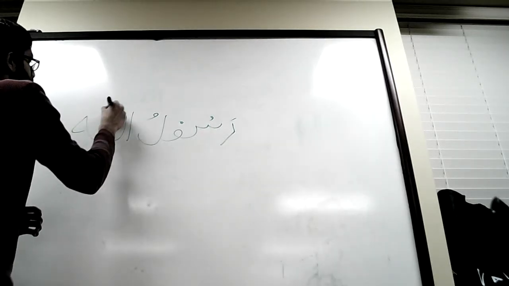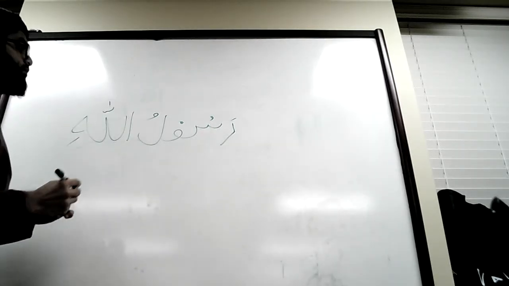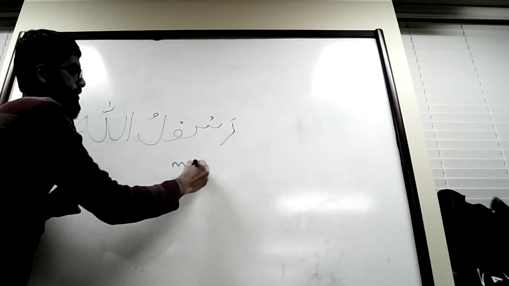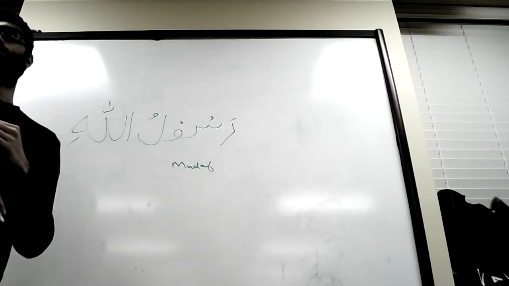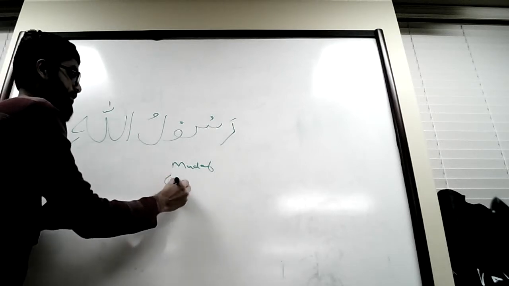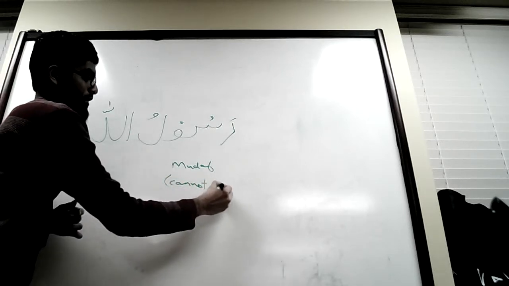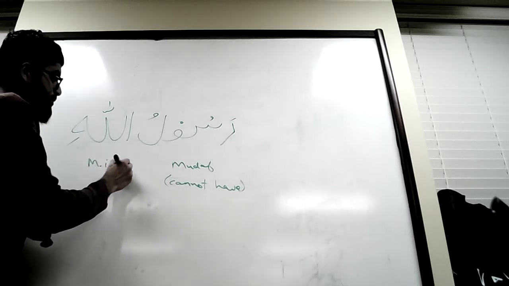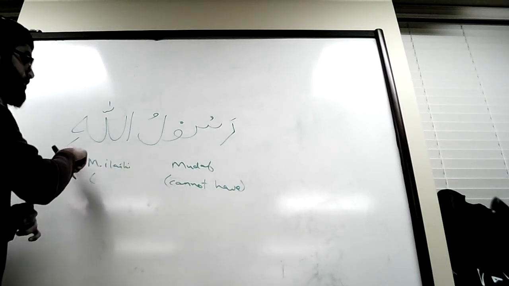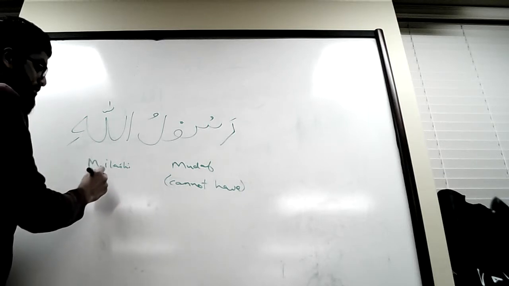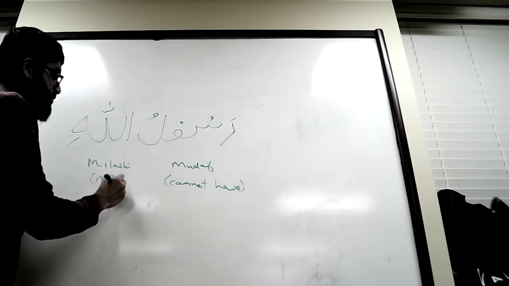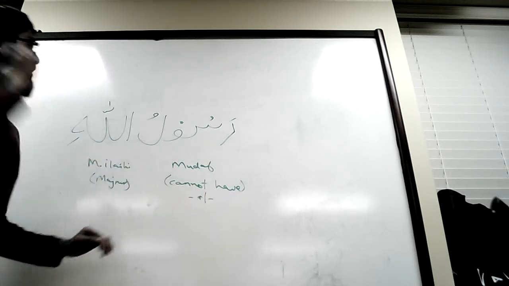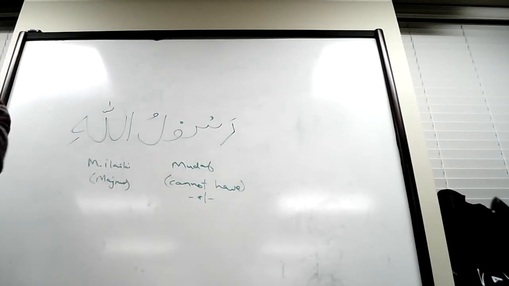Rasulullah. Okay. And then we said, where is the mudaf? Rasul, right? And what's the rule for the mudaf? It cannot have al, right? And then this is the mudaf ilayhi, and what's the rule for the mudaf ilayhi? Kasra, or more generally, it's majrur. Okay. All right. Cannot have al.